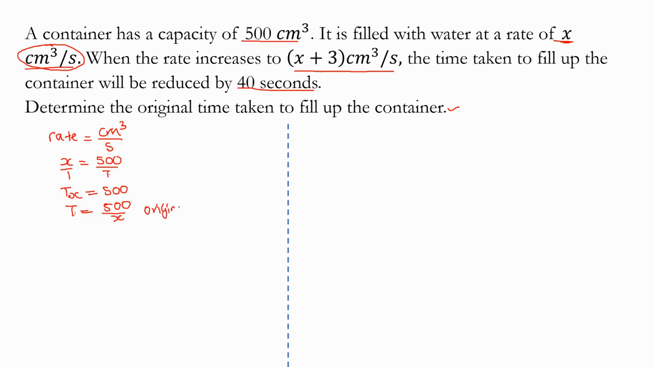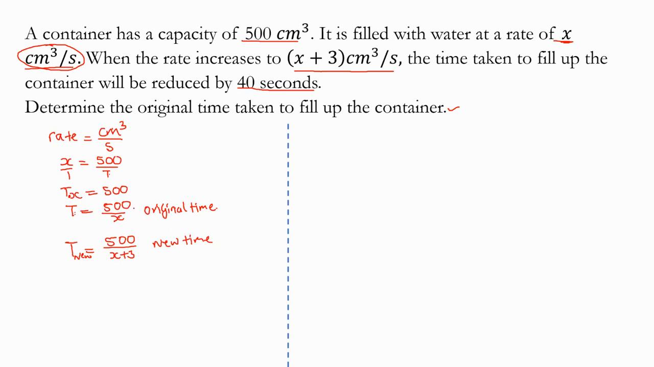So this is the original time. And then the new time is going to be 500, which is the capacity, divided by the new rate, x plus 3. And this is the new time. Once you've done that, we have finished setting up.